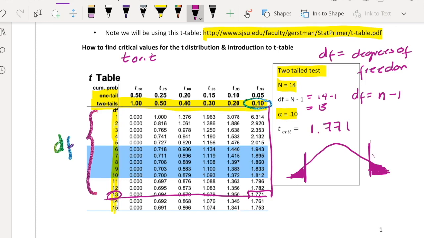Okay, so this is going to be the critical value. But remember, we're doing a two-tailed test, so the one here has to be positive 1.771, and the one over here has to be negative 1.771. So this has to be plus minus. That's supposed to be a plus.